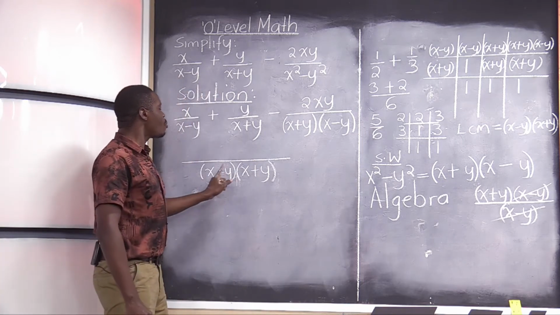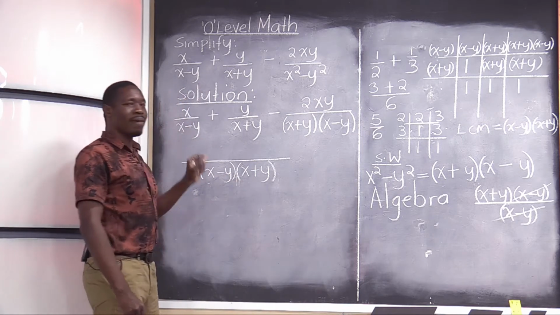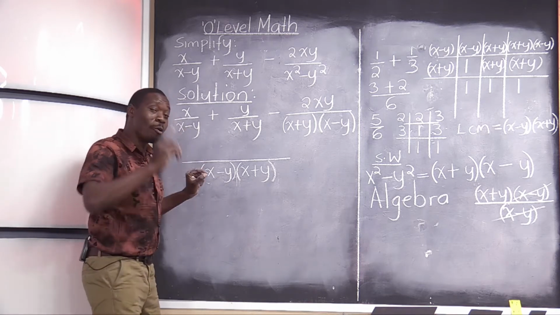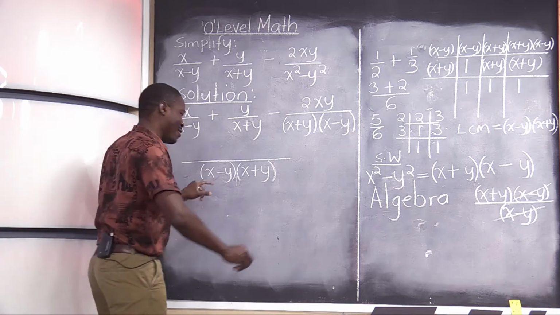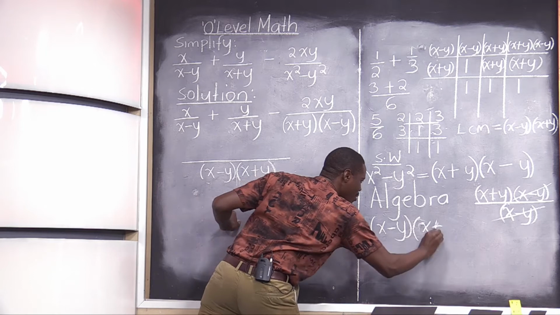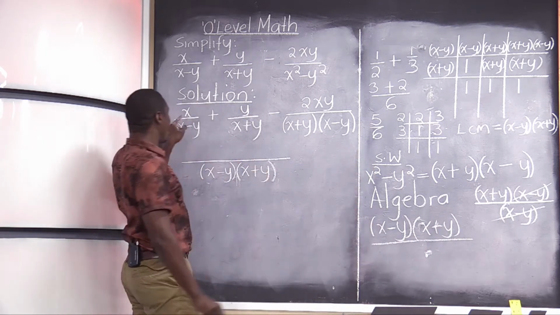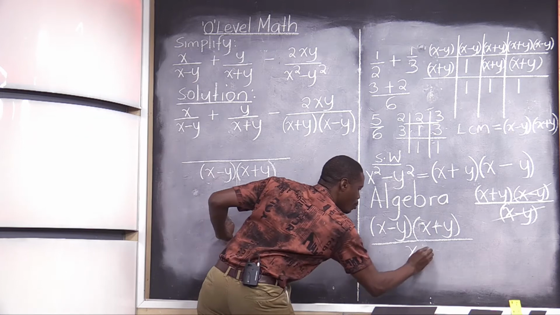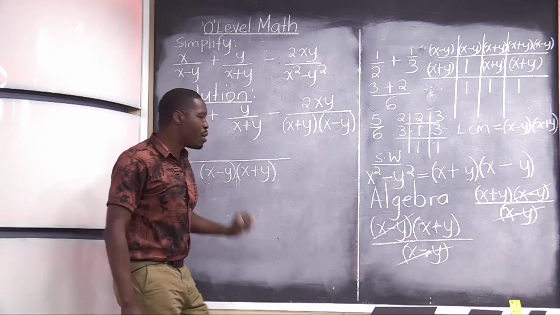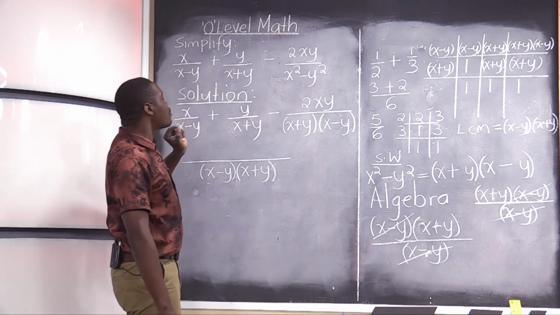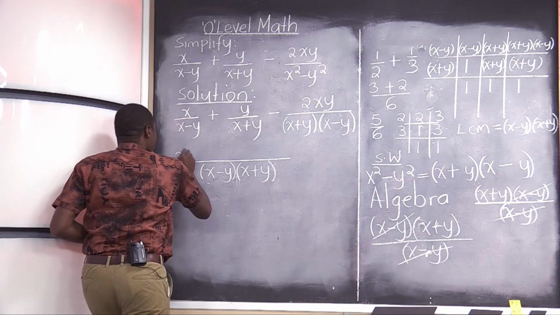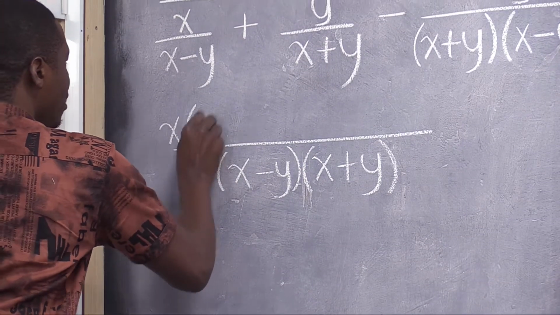Now, x minus y times x plus y divided by x minus y. What happens? The x minus y and the x minus y will cancel. Some are getting confused again. We are saying x minus y into x plus y. We are now dividing by what? By x minus y. What happens? That and that cancel. We remain with x plus y. The x plus y times x. So we shall have x into our x plus y.